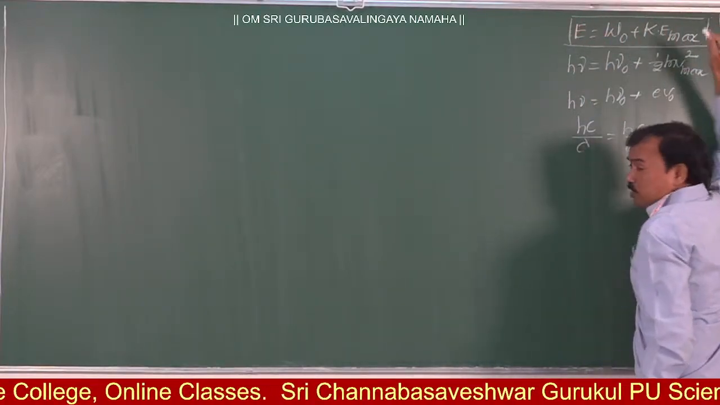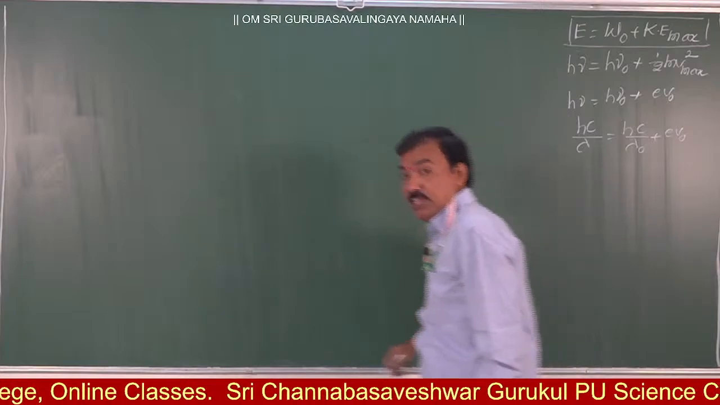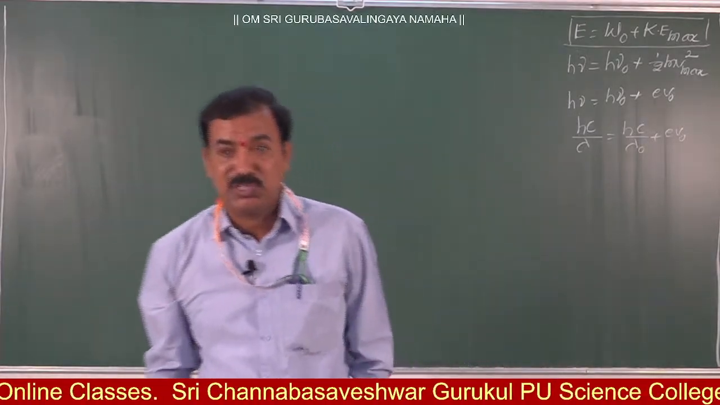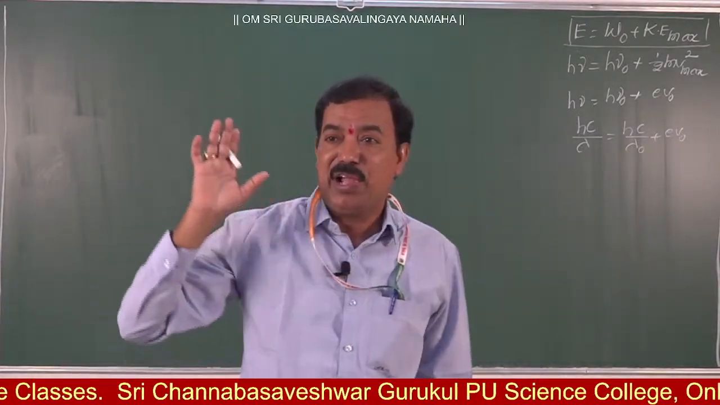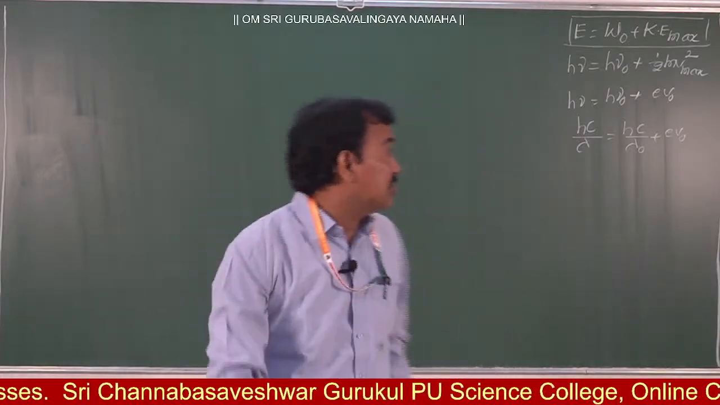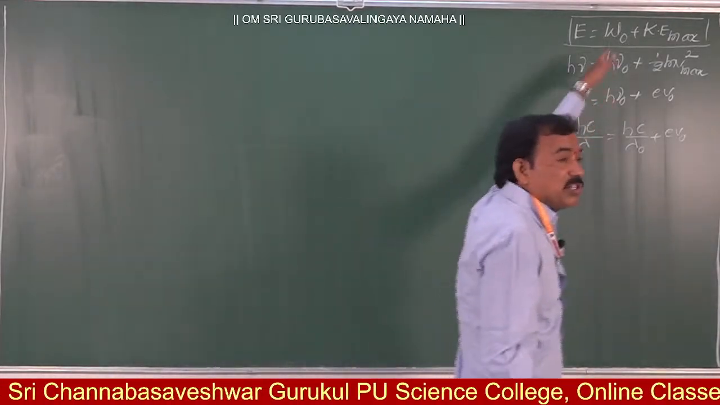So what is the energy equation here? Energy E is equal to W naught plus Ke max. In the last class, I derived this equation. So how did this equation come about?